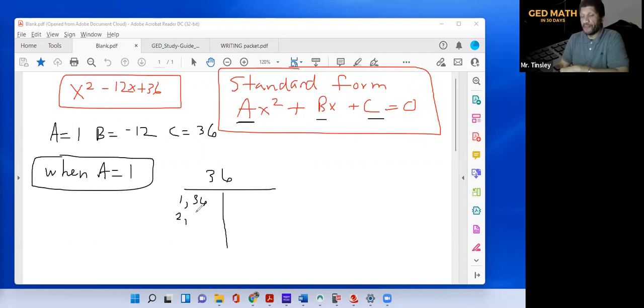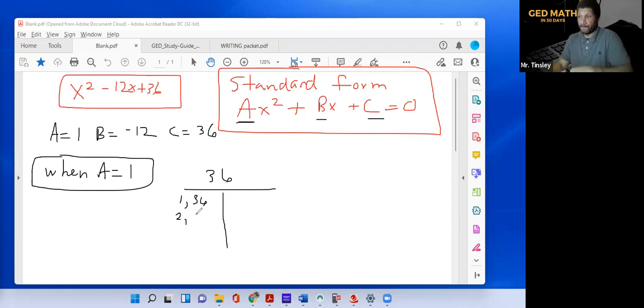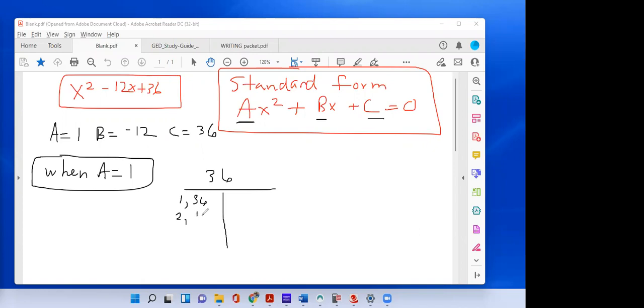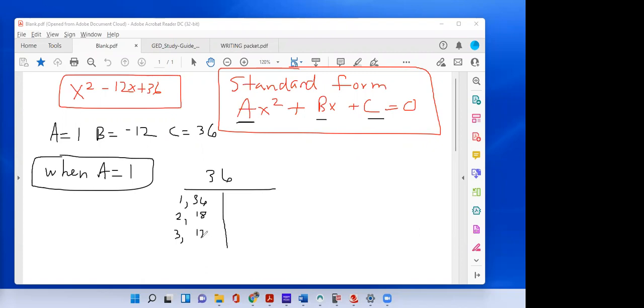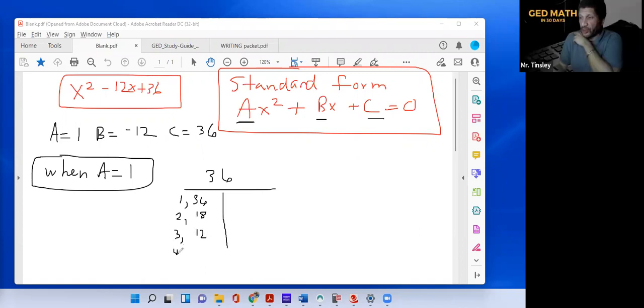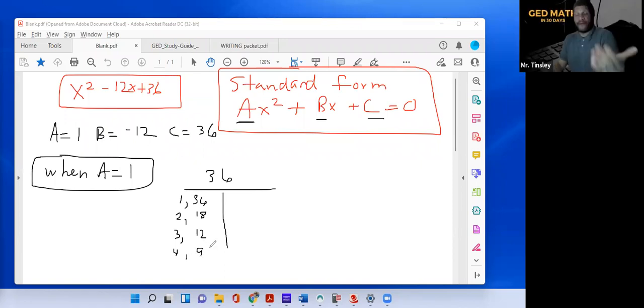Does 3 go into 36? Yes, it does. 3 times 12. Does 4 go into 36? Yes, it does. 4 times 9. 5 doesn't go into 36. 7 doesn't go into 36. 8 doesn't go into 36. And then 9, so we've already had 9 down. That's how we know when to stop.